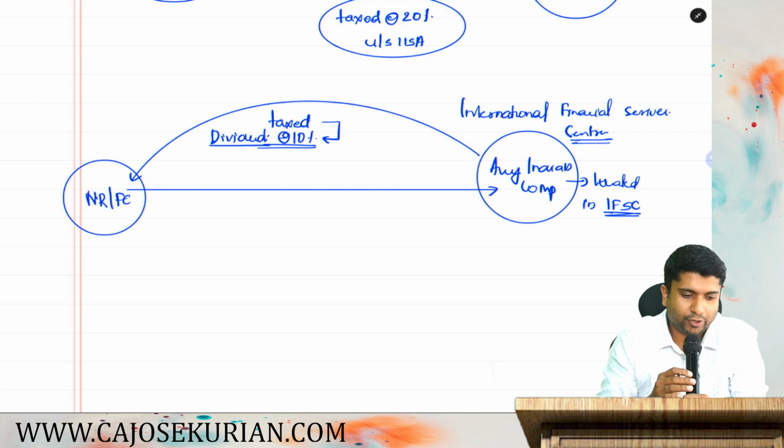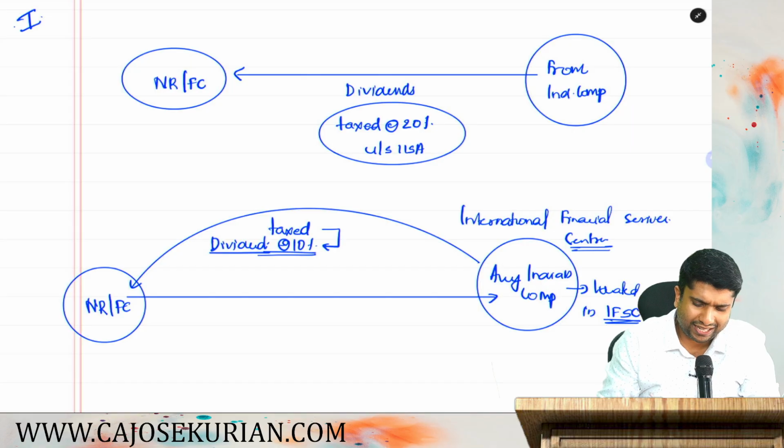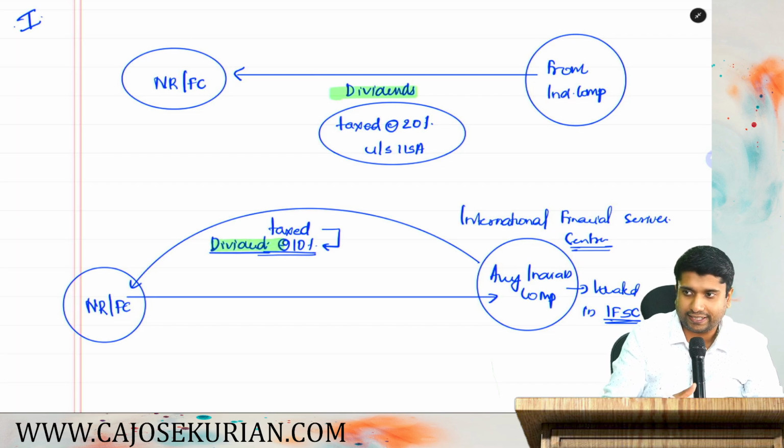Now, moving on to the second one. This is basically a sub point of the first one. Both are dividends, so I am not writing it as a second point.